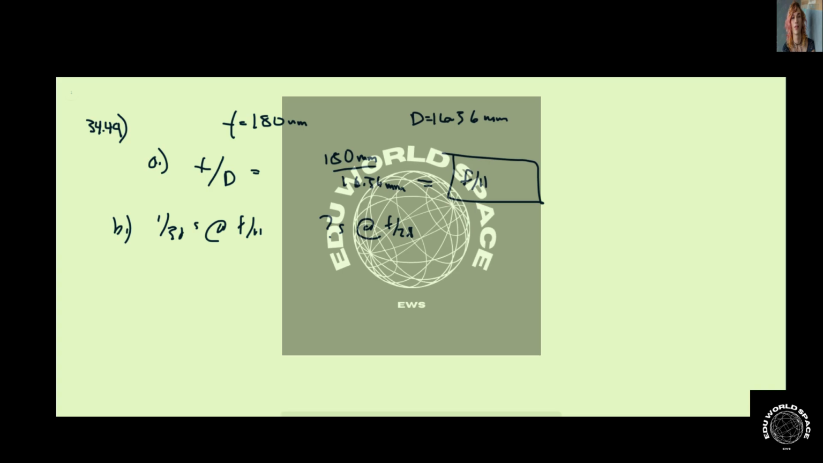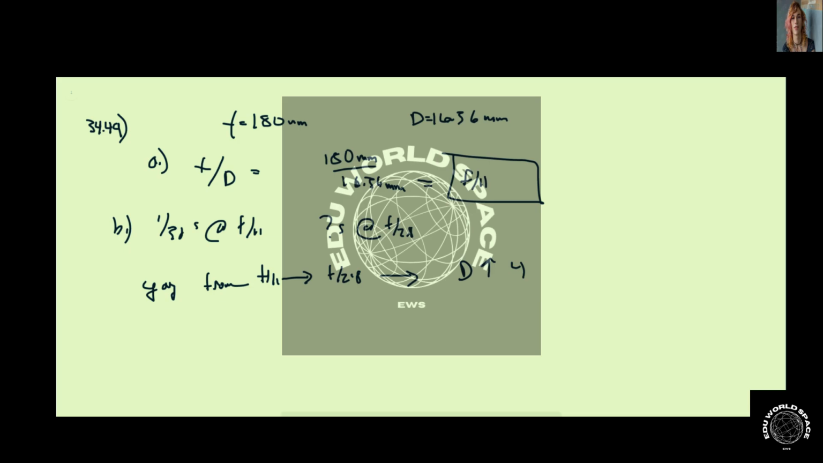So to think about this, as I said before, we need to maintain the same amount of exposure, and we want the amount of light passing through the lens to remain the same. So going from F11 to F2.8, that means the diameter increased by a factor of 4.